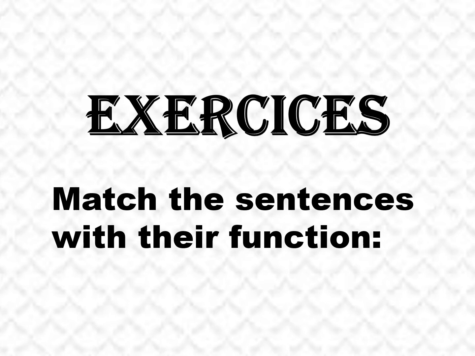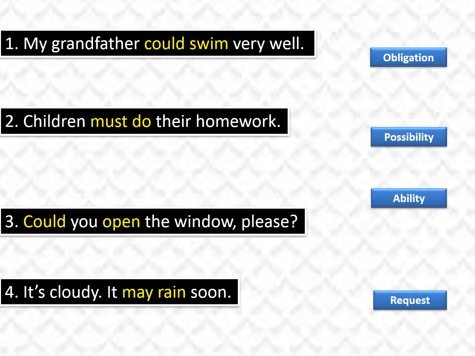Now, let's check whether you've understood what I've been telling you. I want you to match the sentences with their functions. So here are the sentences on the left and the functions on the right. For example, my father could swim very well. What's that? Obligation, possibility, ability, or request. Sure, it is ability. So when he was young, he was able to swim. Number two, children must do their homework. This is, of course, an obligation.